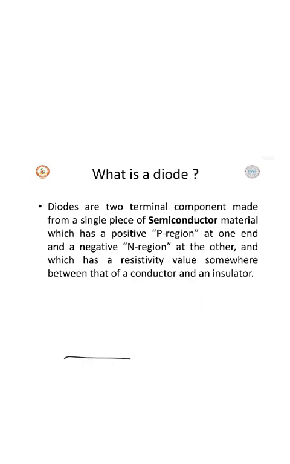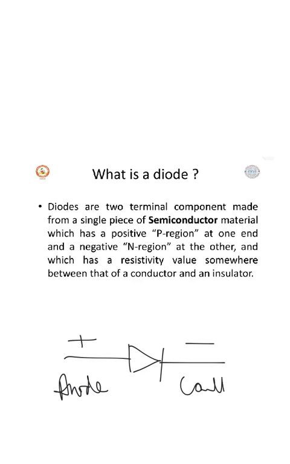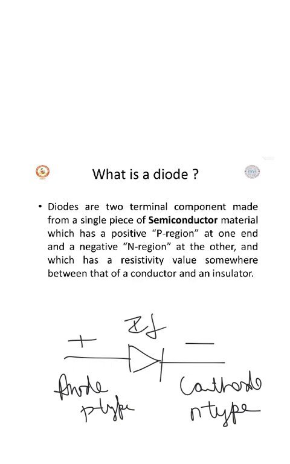This is how your diode looks. This will be the positive terminal and this will be the negative terminal. The positive is called the anode, and this is called the cathode. Anode means p-type material, cathode means n-type material. So here you can see the current flow will be IF.